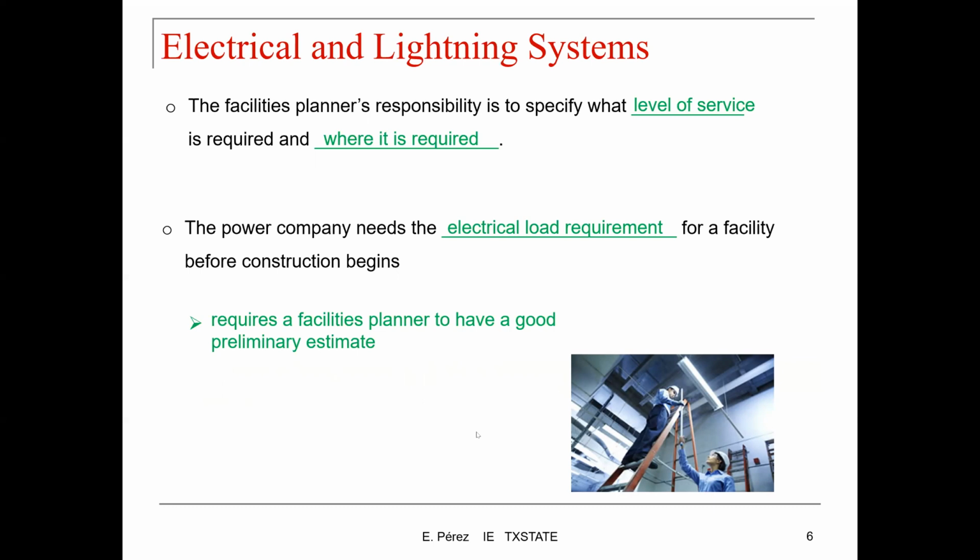So you as a facilities planner should know, okay, we're going to need this much illumination, this is the type of equipment that we are going to have in the facility, and this is the type of HVAC system that we need to keep the temperature under control, and so on. So using that information, you should have at least a preliminary estimate of the electrical load for the facility that you're designing.